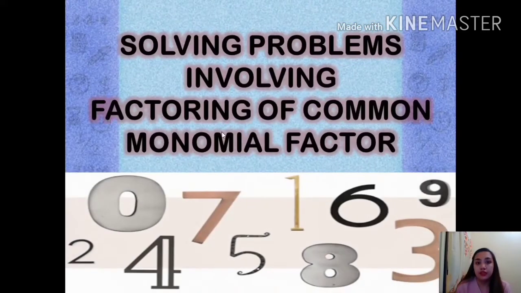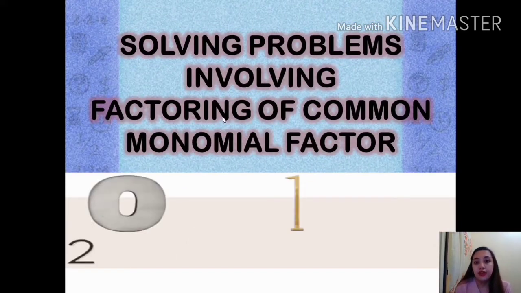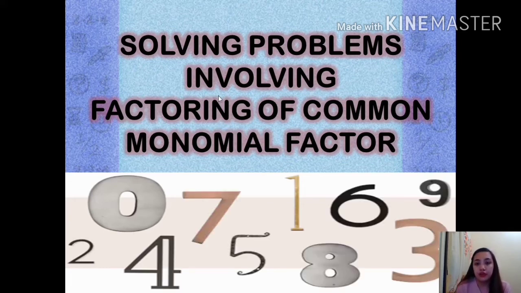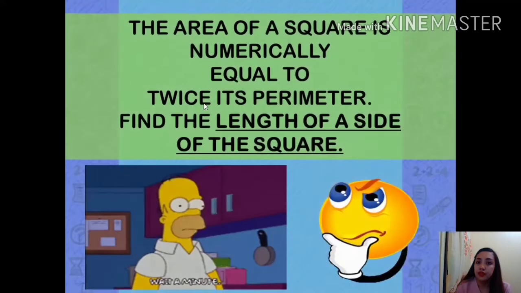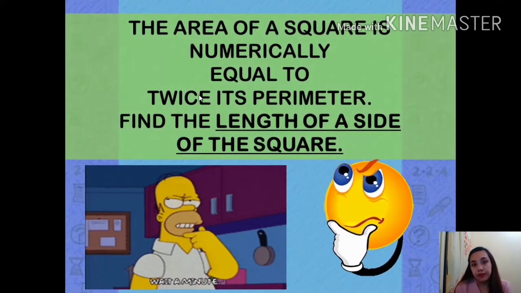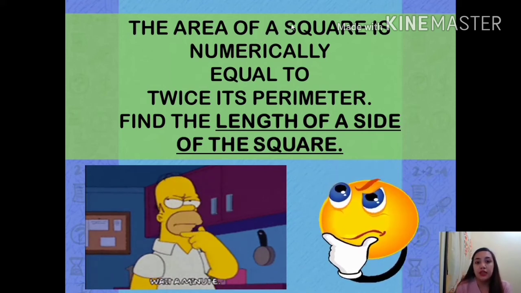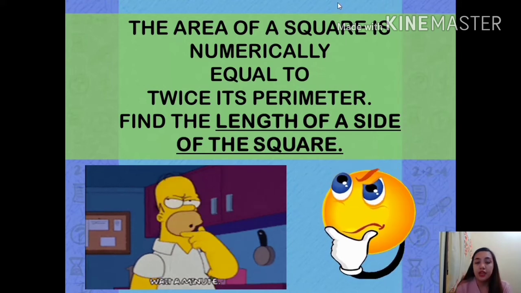Okay, so let's proceed now on solving problems involving factoring of common monomial factor. This is only one example. The area of a square is numerically equal to twice its perimeter. Find the length of a side of the square. Now, we are going to find the length of the square.